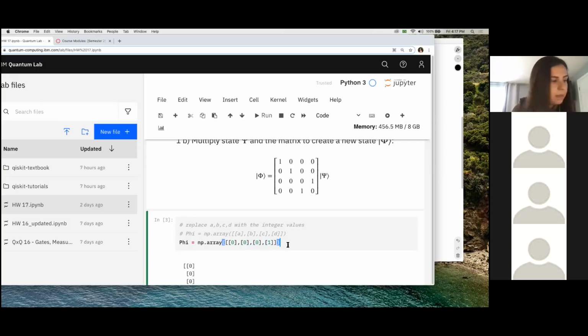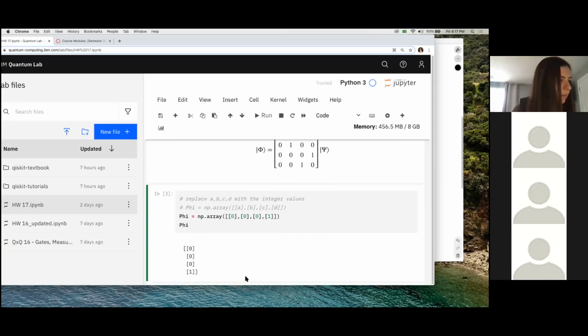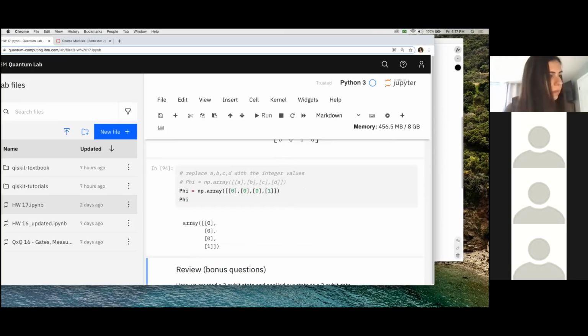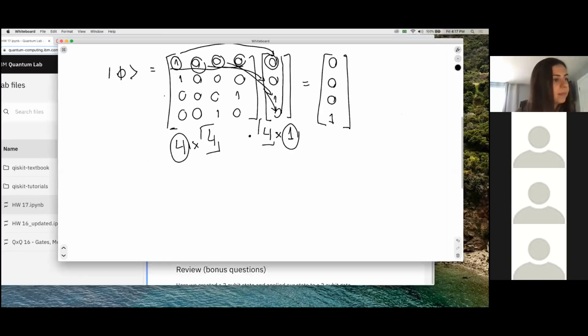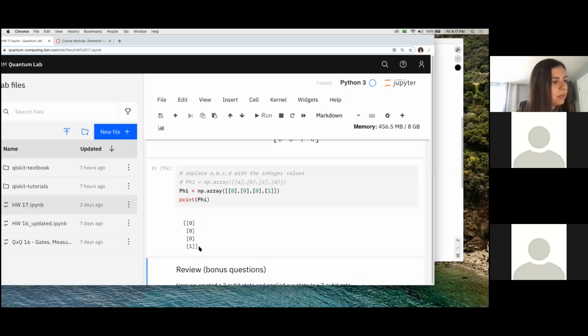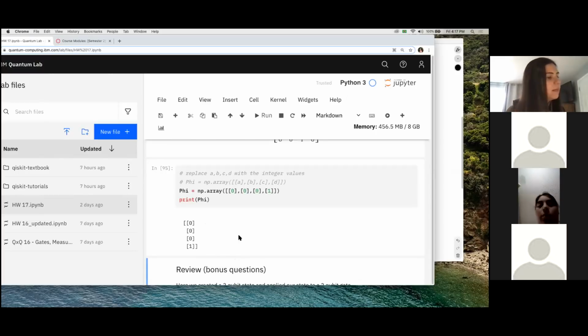And now we need to see the vector. And if you don't want to see the word array here, we just print it. Here's our vector: 0, 0, 0, 1, in a way Python can understand.